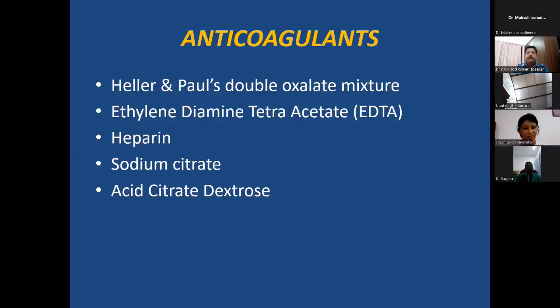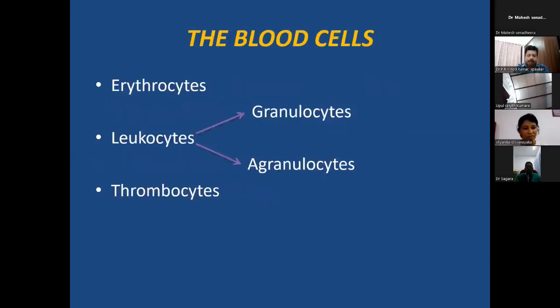And so these are the anticoagulants which can be commonly used. And coming to the blood, we all know the blood cells. The blood cells are of three types. The blood has the cellular portion, that is a solid portion, as well as a fluid portion. The fluid portion is nothing but the plasma. The cellular portion contains the three cells, that is red blood cells or the erythrocytes, white blood cells or the leukocytes, and the platelets or the thrombocytes.